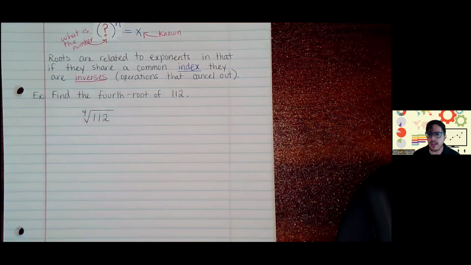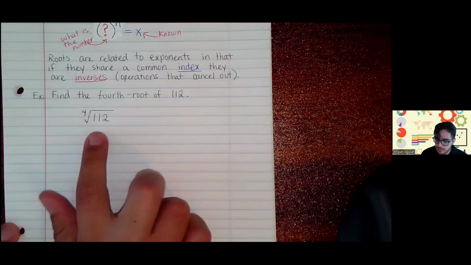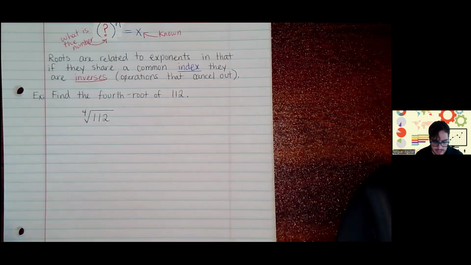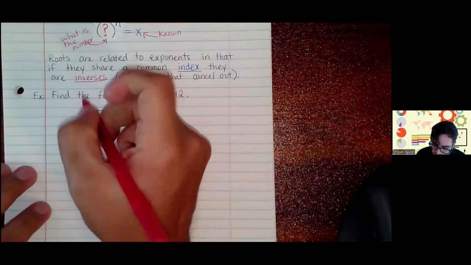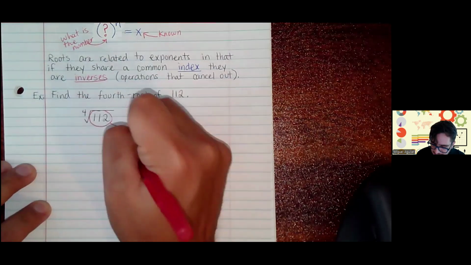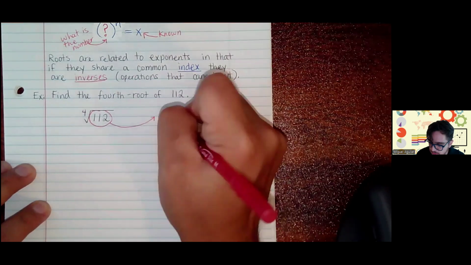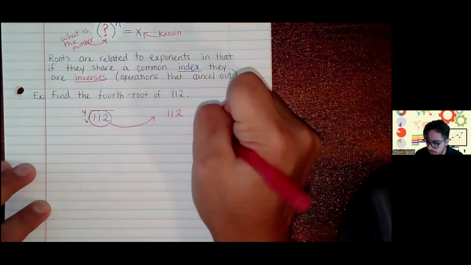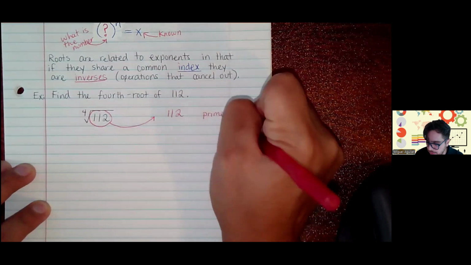Okay, so let's take a look at one example just so that we can refresh ourselves on how roots and exponents are related to each other. This problem is asking us to find the fourth root of 112. One way that I taught you to simplify this radical expression is by first interrogating the radicand. So we grab that radicand and do some scratch work on the side. We have 112, and we want to break that down with a prime factor tree.